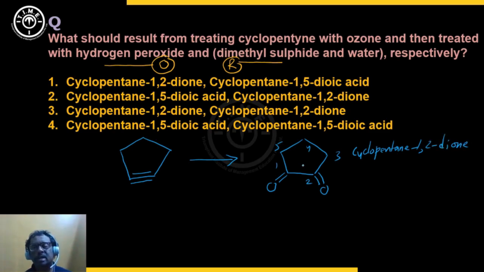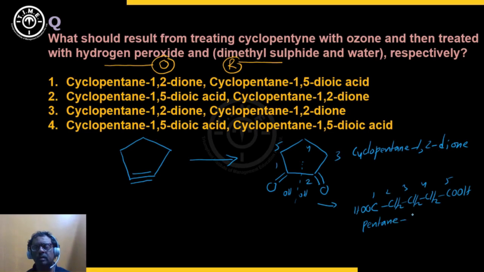Correct? This on further oxidation, you will have an OH here and you will have an OH there. So this part will turn into what upon oxidation? A COOH, then a CH2, a CH2, a CH2 and a COOH. So how do you name this? Pentane 1,5 dioic acid. This is open chain now. This is not cyclopentane. This is pentane now. The ring has broken. Is it not?